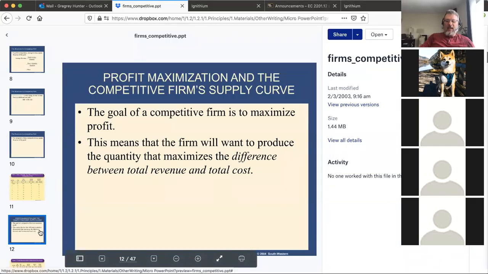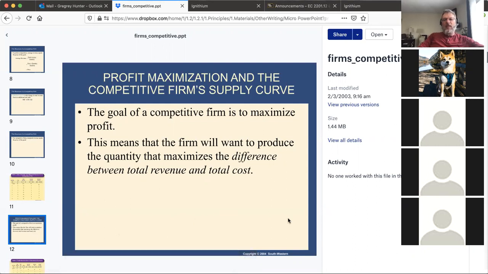Then we'll move down. So remember, firms in a competitive industry want to maximize their profits, which is the difference between total revenue and total cost. And so the plan here is to go through these things, and then look at what's going to be coming next in terms of the homework.